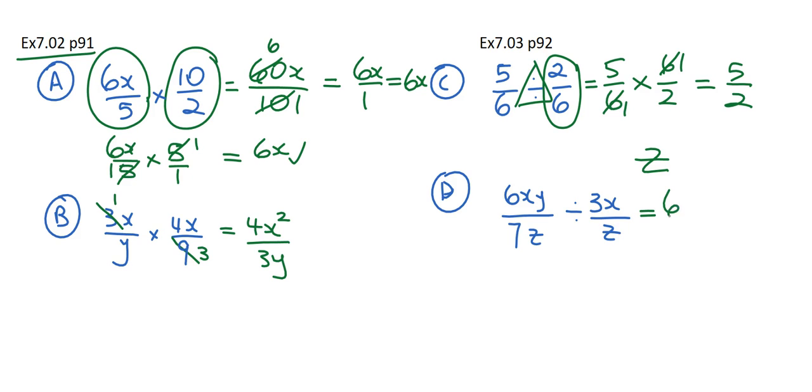Okay, so we're going to make it 6xy over 7z. And we're going to make it a times z over 3x. Once we're there, it's just that multiplication again. Common factor there, common factor there, common factor there. That leaves you with 2y over 7. There's my answer. Any questions with that stuff?